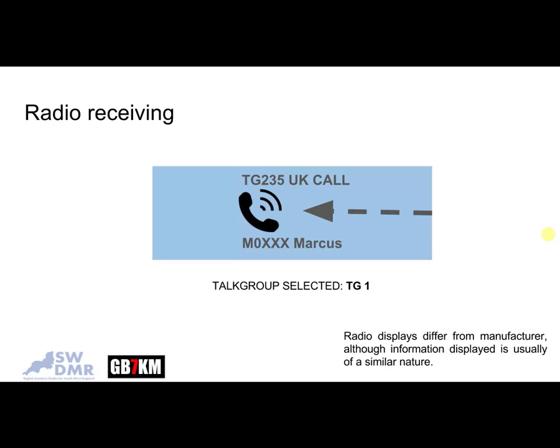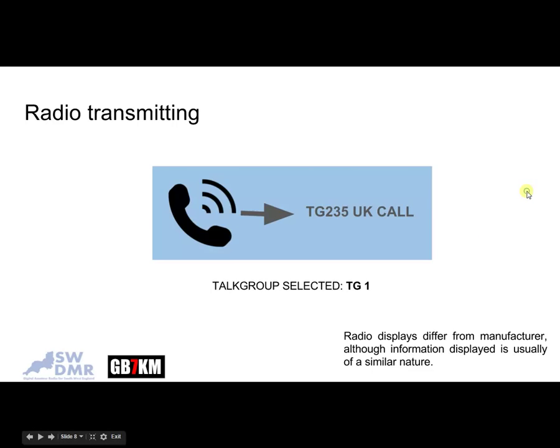Now, although you've got talk group 1 selected, if you go back to the person quickly enough, you might be able to talk back to them using talk group 235 without having to change the selection on your radio. So when they've finished, if you press your push to talk button straight away, you should be able to transmit on talk group 235, and again the display will show you this.